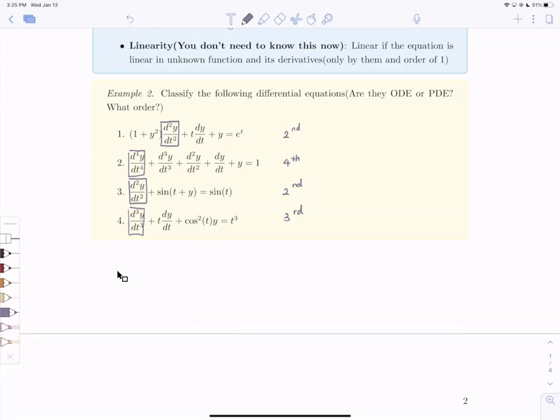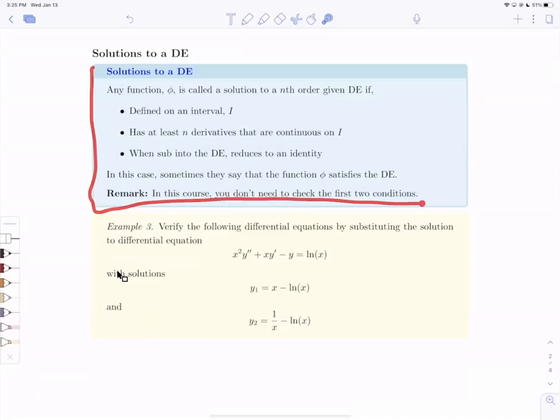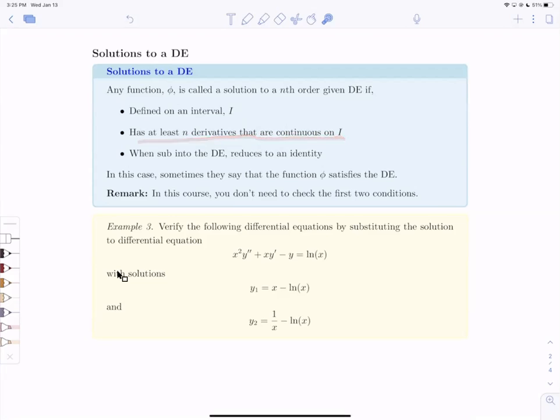Nice. Okay. Next, solution to your differential equation. So this is the proper definition. Any function phi is a solution to your nth order differential equation if it is defined on an interval and it has at least n derivatives that are continuous on the interval. Also, when substituted into the differential equation, it reduces to an identity. In this case, we say this function satisfies the differential equation.